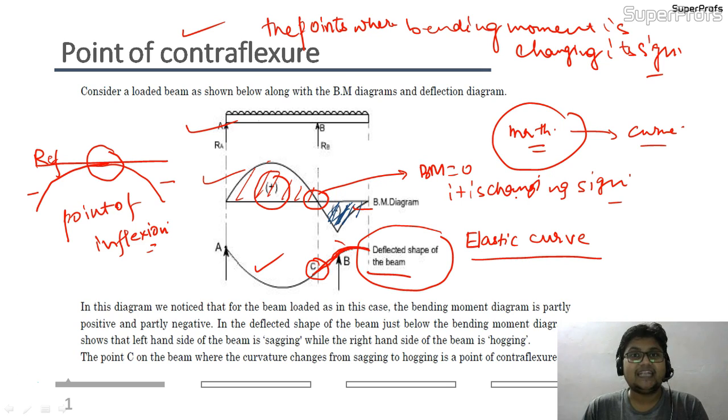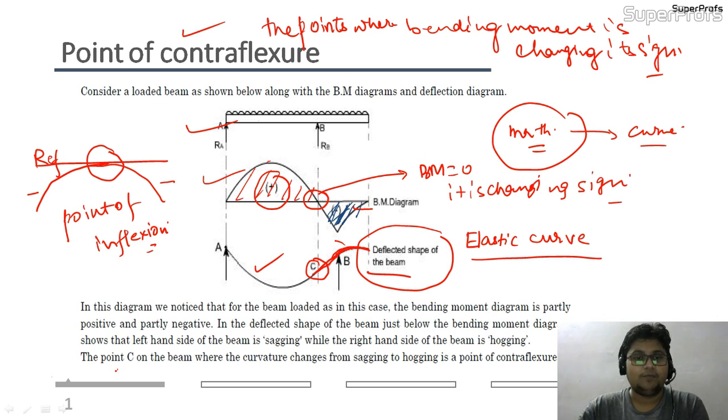Don't get confused. Whenever you see that the bending moment is zero at several points, the first criterion is that you must check whether the bending moment is zero, and the second benchmark is that you have to see whether the bending moment is changing its sign from positive to negative or negative to positive, or in a way sagging to hogging or hogging to sagging. So that will be the indication of the point of contraflexure.